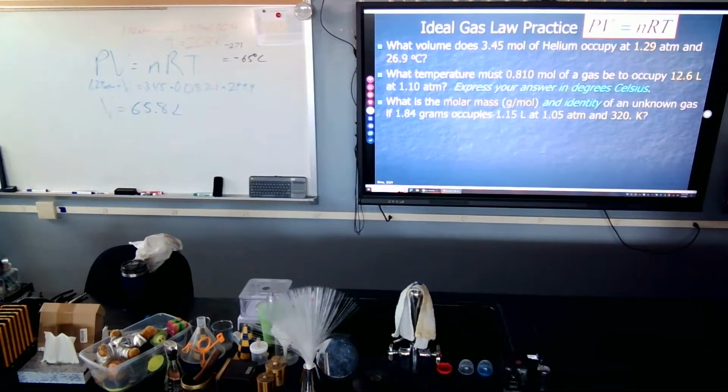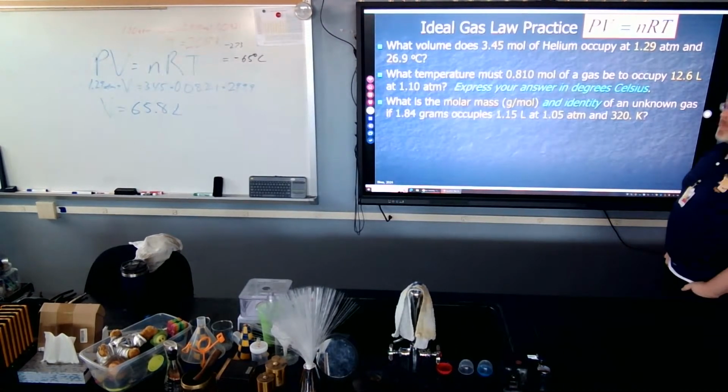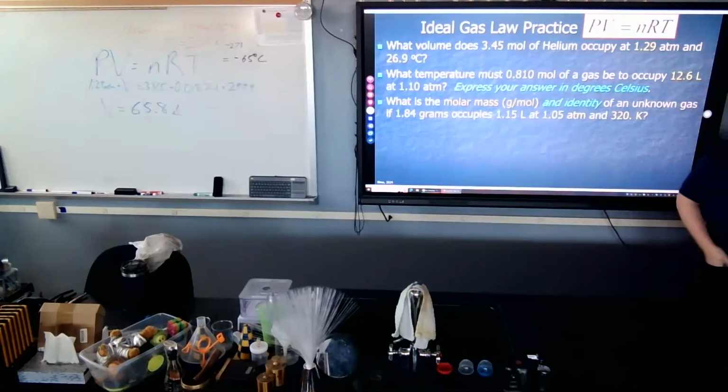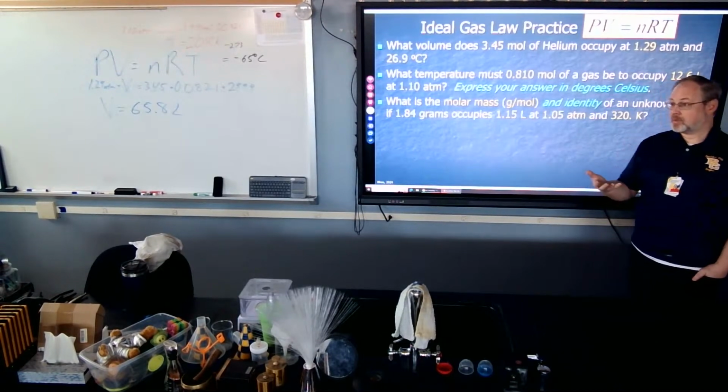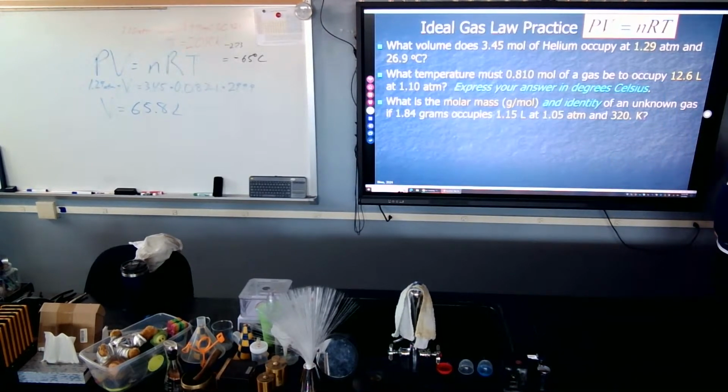Okay, this is the nifty trick that you can actually do. You can identify a molar mass. Now again, a molar mass is a gram per mole on the periodic table. And if you have an unknown gas, and you identify that unknown gas by its molar mass, then you can know exactly what gas we're talking about. So what is the molar mass and identity of an unknown gas if 1.84 grams occupies 1.15 liters at 1.05 atmospheres and 320 Kelvin.